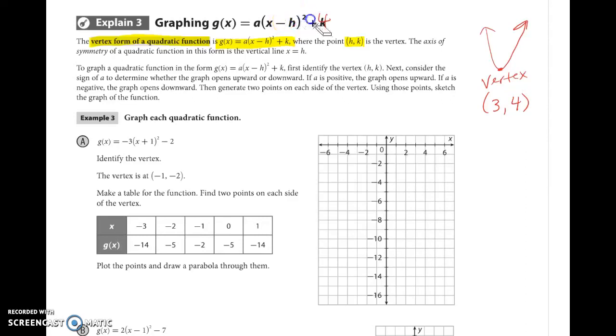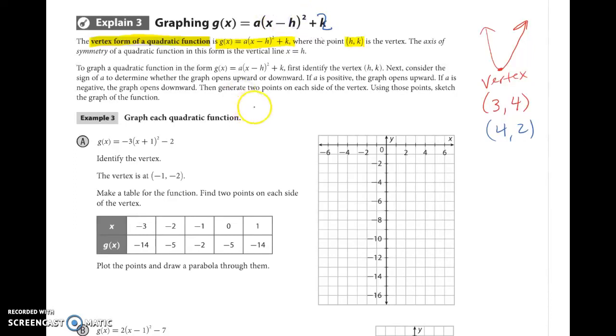So let me erase those numbers and give you different numbers. Let's say h was 4 and k was 2. Then my vertex would be h, which is 4, and 2. Notice that this negative here, we're not really taking into account because we just want the value of h. H is my vertex, not negative h. But what happens if I had plus 3? That would mean that h is actually a negative 3 in order to make that negative a plus.